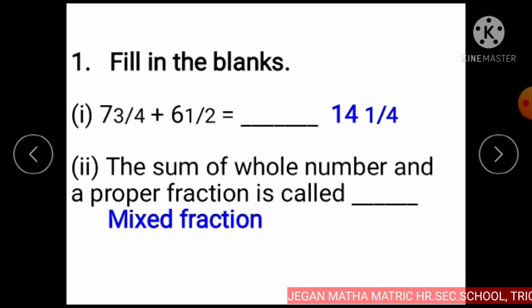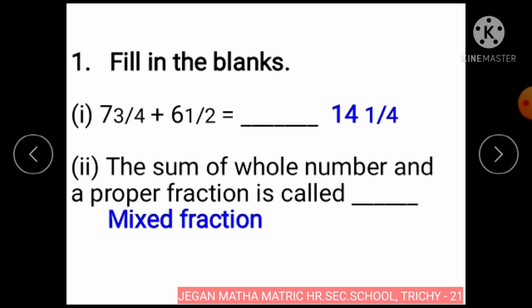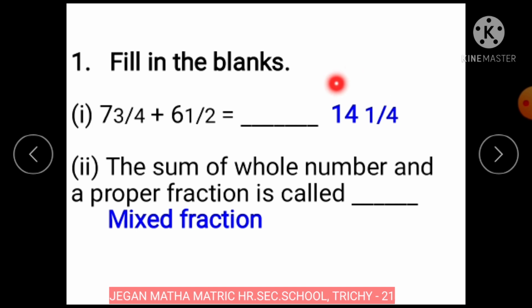In addition of fractions, first we add the whole numbers and then add the fractions 3 by 4 and 1 by 2. So we get 7 plus 6 equal to 13. 3 by 4 plus 1 by 2 gives 1 by 4. So again we add the whole numbers 13 and 1, we get 14, 1 by 4.